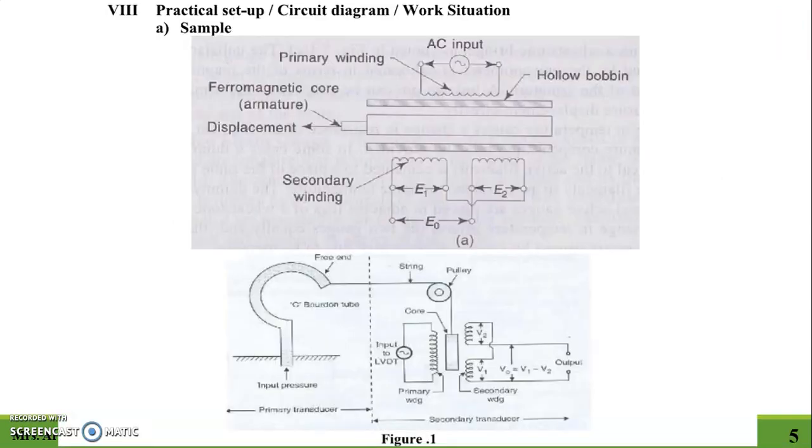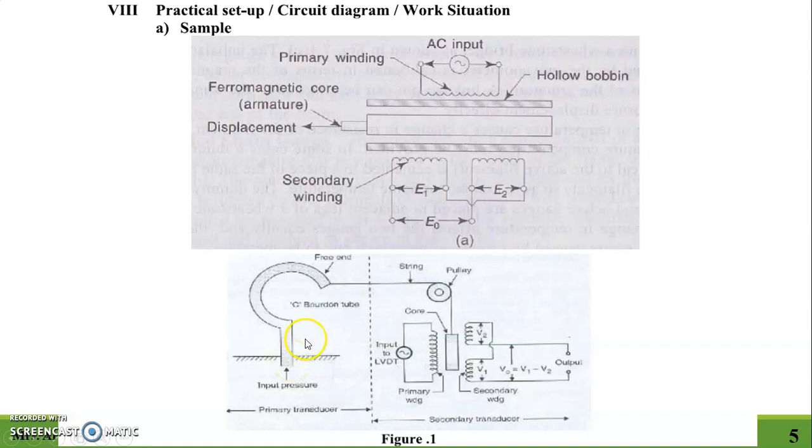Now this is the practical setup circuit diagram. This is the circuit diagram of Bourdon tube with LVDT. Here is the Bourdon tube, and it is connected to the core of the LVDT. The input is applied over here, that means the pressure is applied over here.